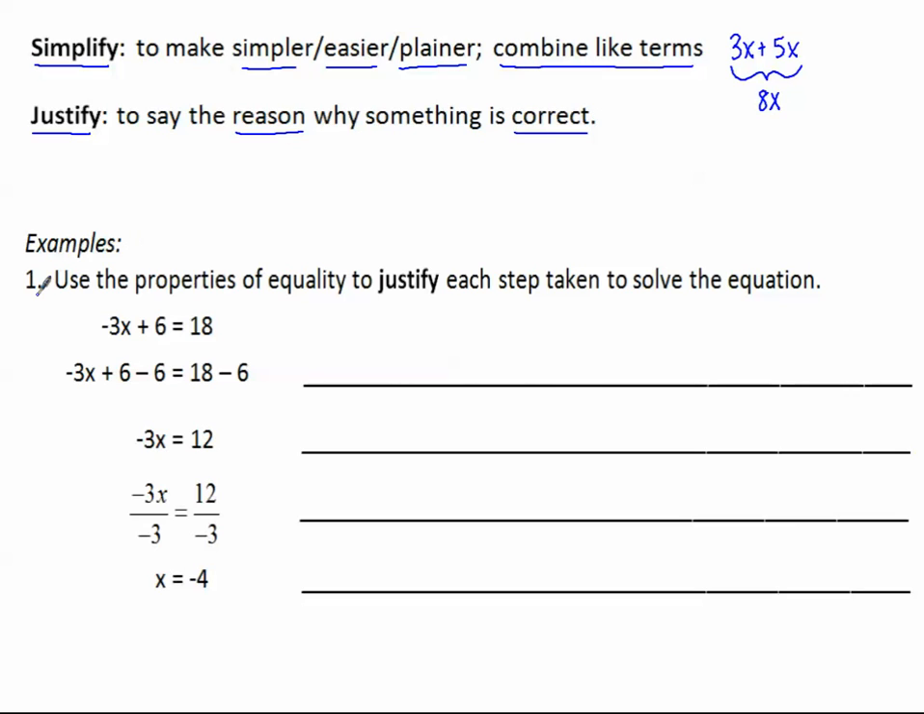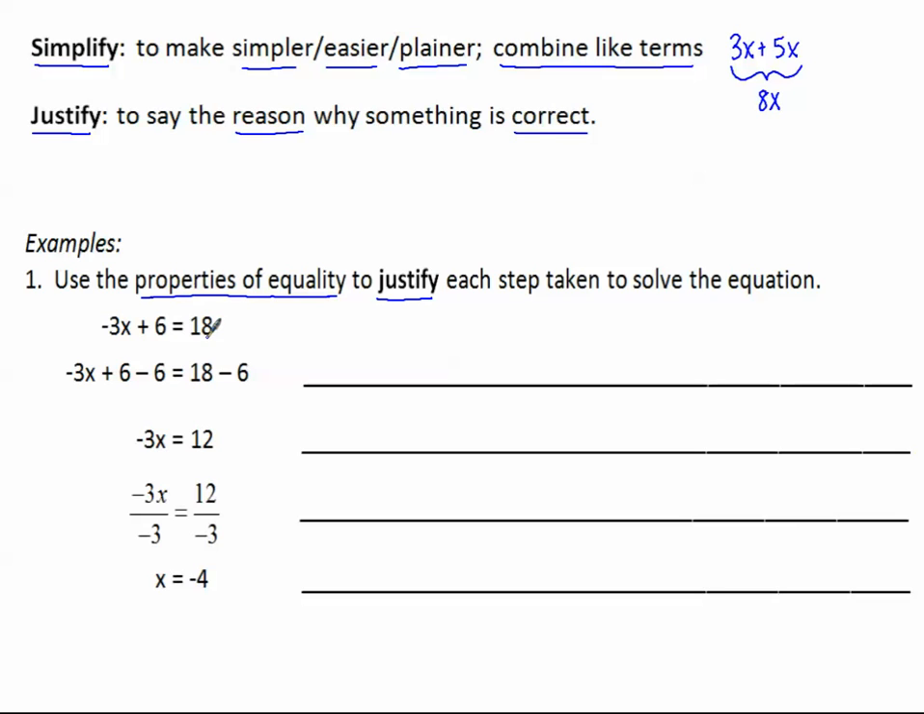Examples. Number one, use the properties of equality to justify each step taken to solve the equation. I've listed out the steps to solve the equation already for you. Let's go through each one and see which property of equality tells us why that step is done correctly. The equation is negative 3x plus 6 equals 18.